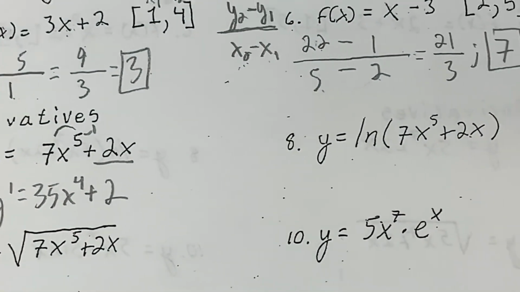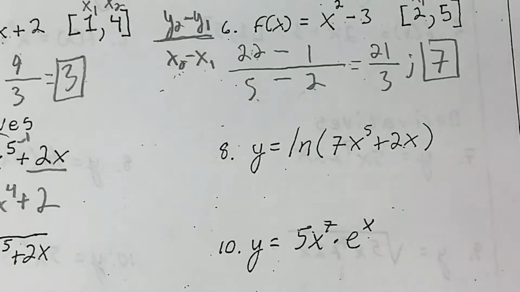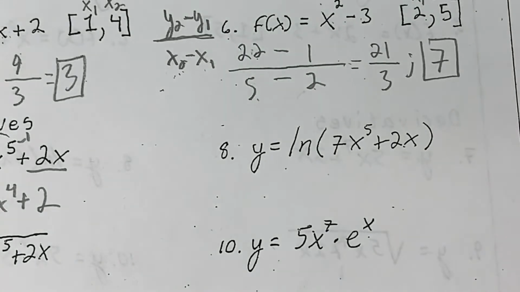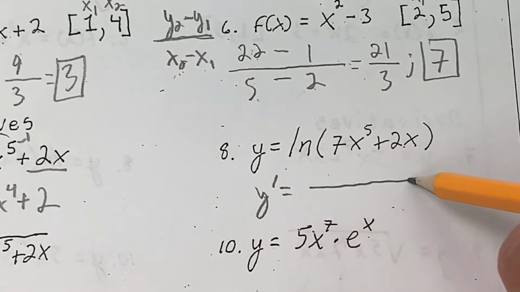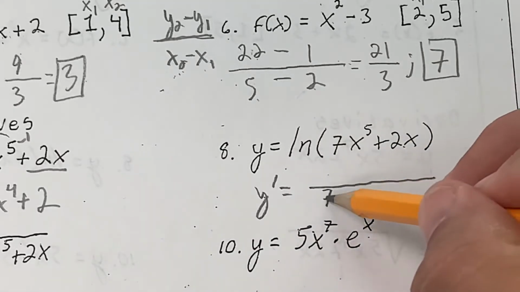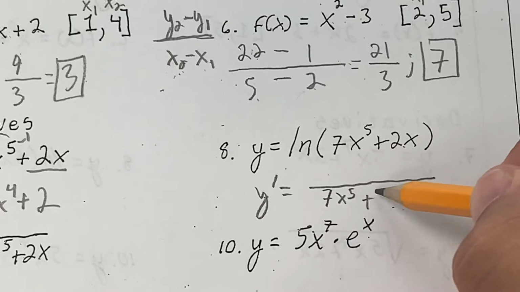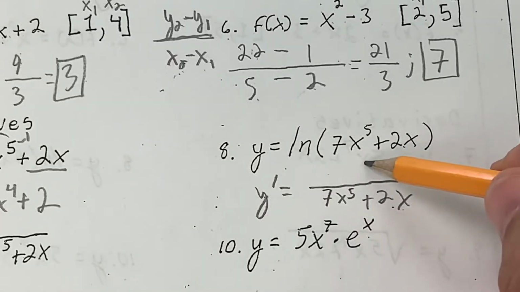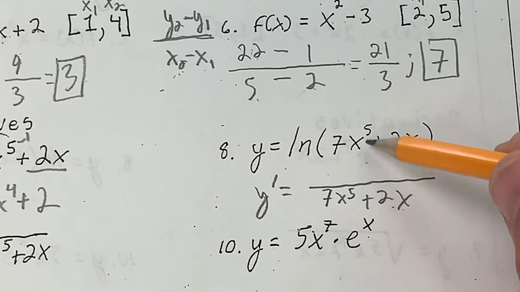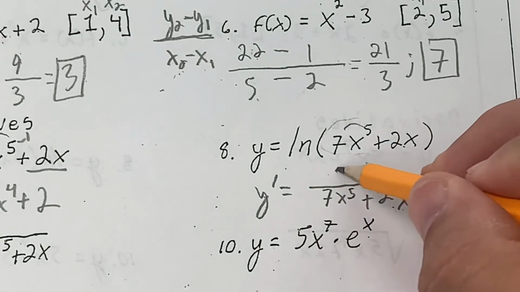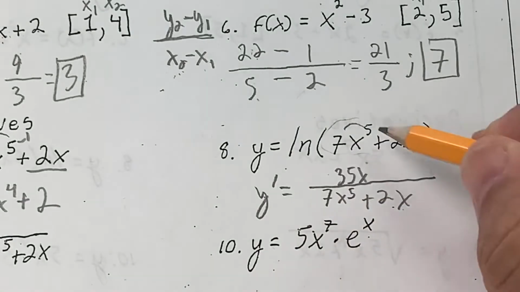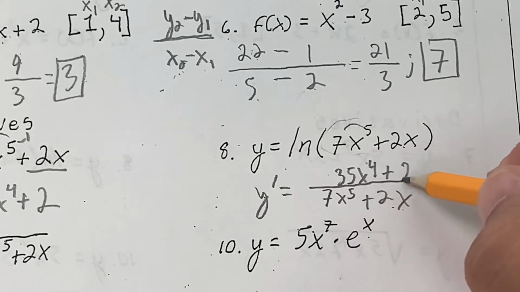Derivative of ln. ln is a little tricky and not so tricky. A lot of copying in calculus, so I just copy down the 7x to the 5th plus 2x. Now I wonder what goes on the top. What goes on the top is the derivative of the guts. So you have to do the power rule on the top. That's going to give me 35x to the 4th plus 2.